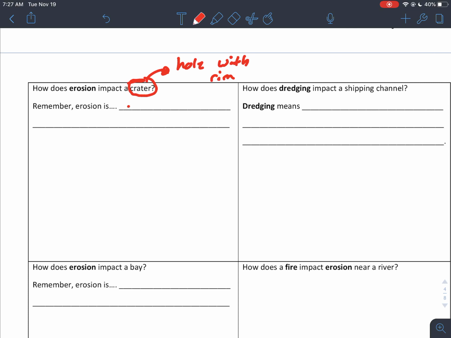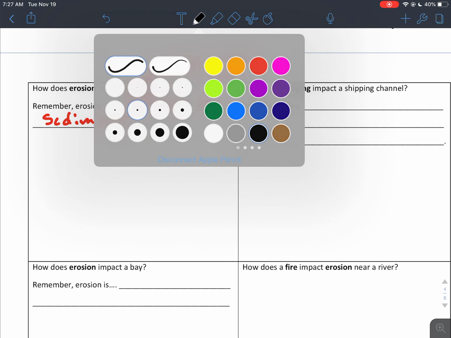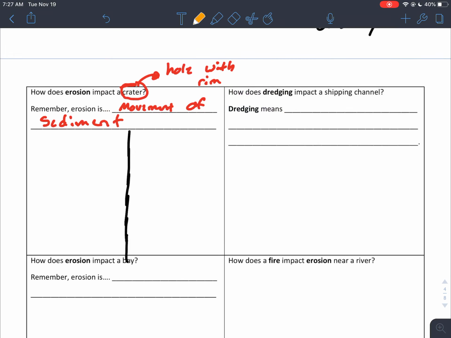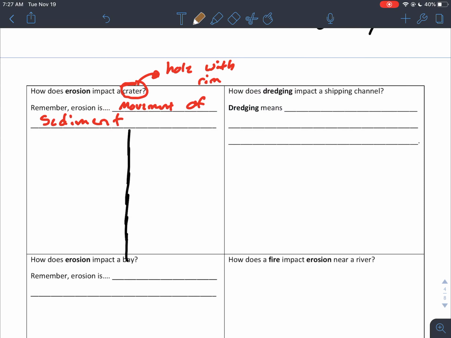Well, erosion is movement of sediment. Please write movement of sediment. Remember, weathering breaks things down. Erosion moves them. So erosion means the movement. Now what I want y'all to do is split your page in half. Draw yourself on the left side a crater. I'm going to use brown. Draw a crater up on this top half, and then draw a smaller crater on the bottom half.